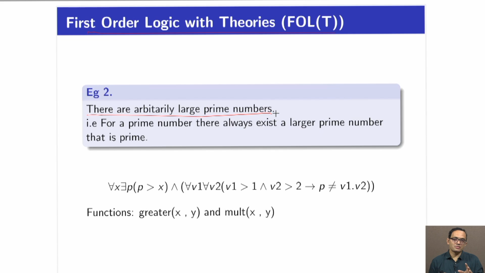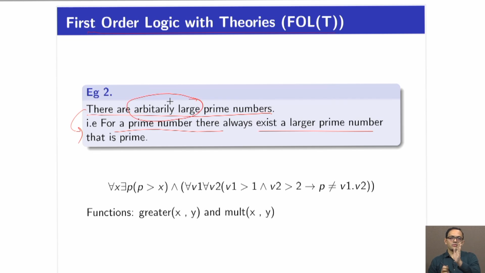So, I will show that you need something else to model this one, right. Just with first order logic you cannot model this. So, how do you interpret this line effectively? It basically says that for a prime number there always exists a larger number that is also prime. That is why this is arbitrarily large.